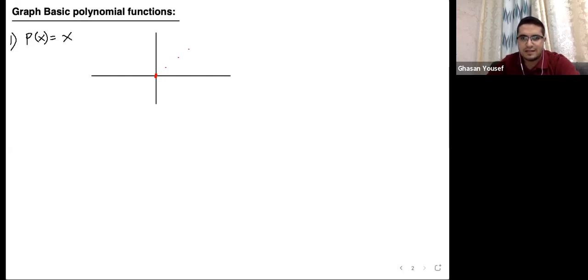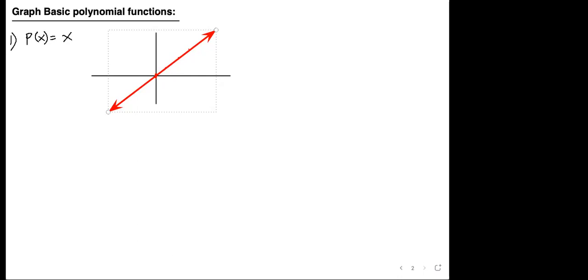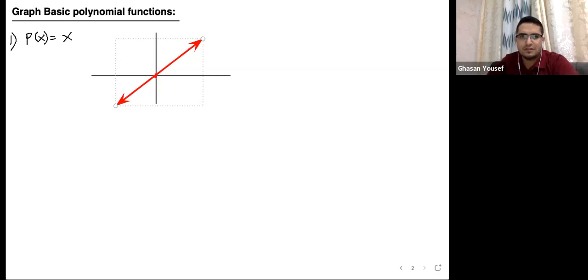It's a linear function. So the graph of this should be like a line. And at the same time, this is a polynomial function. So this is the linear function. This is the graph of the function. It's a linear function, and the graph should be like this, a line. So this is a linear function, and also it's a polynomial function. This is a basic, like the easy one.